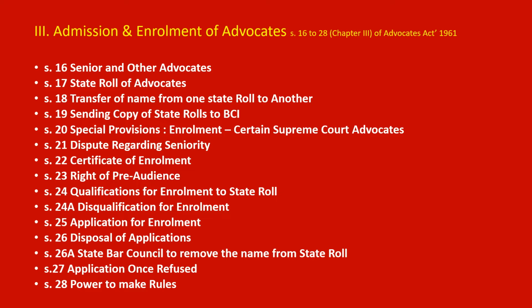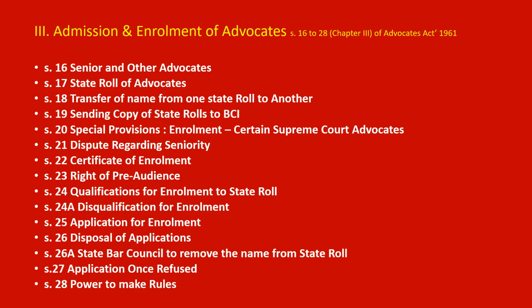Then subsection 3 says that entries are in the order of seniority of advocates. It means there are senior advocates and other advocates, and they are listed in the order of their seniority. And subsection 4 says that no advocate shall be entered on the roll of more than one state bar council. This is a very important subsection. Under 17(4), if an advocate is enrolled on the roll of one state bar council, he is not allowed to have enrollment on another state bar council in parallel.